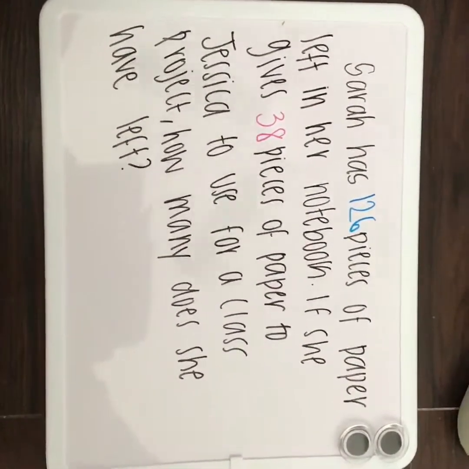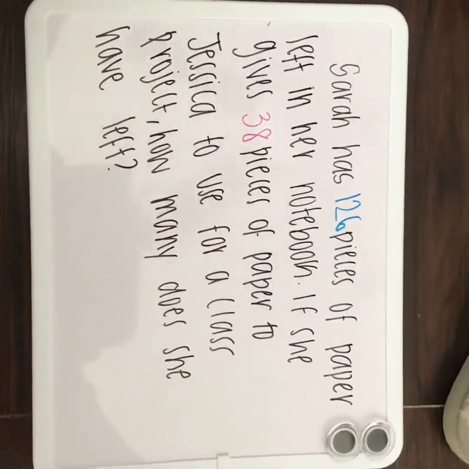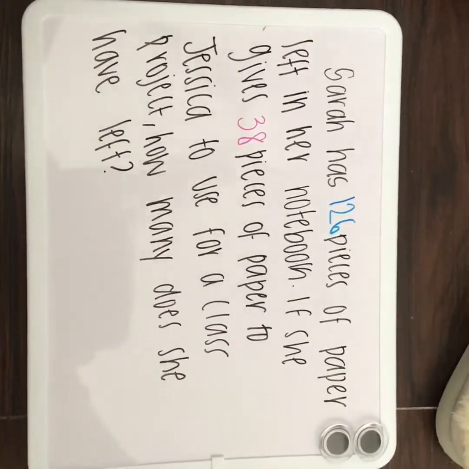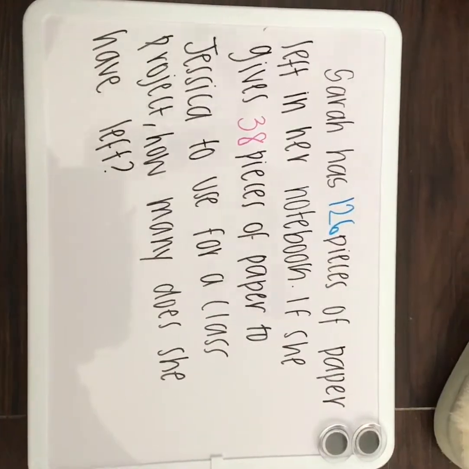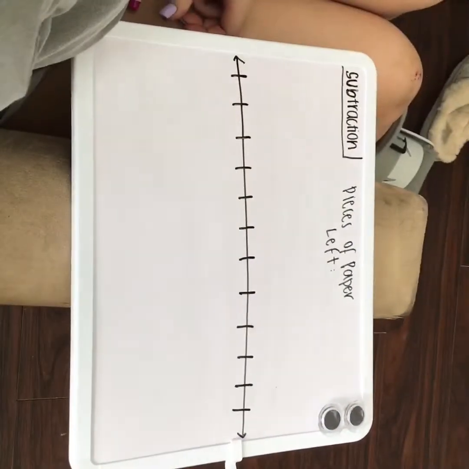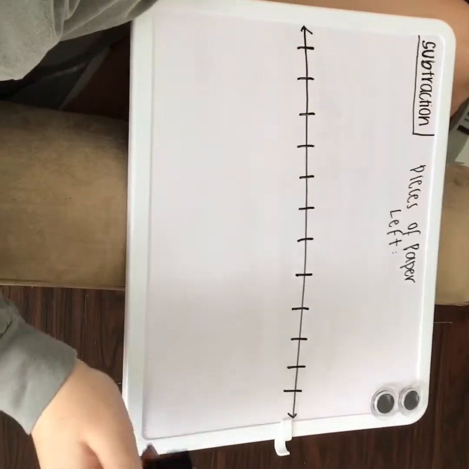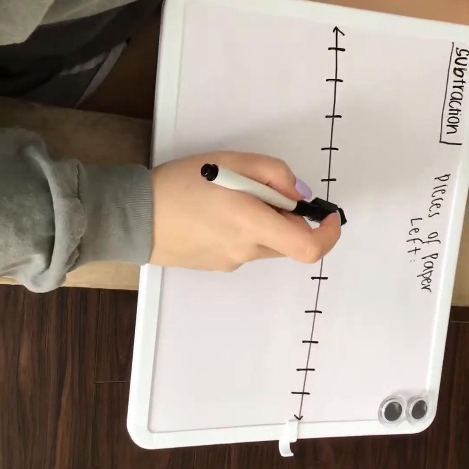The word problem that we're going to be solving today is: Sarah has 126 pieces of paper left in her notebook. If she gives 38 pieces of paper to Jessica to use for a class project, how many does she have left? Today we're going to be using our first numerical model, which is going to be our number line, and we're going to use subtraction to find the pieces of paper that are left.